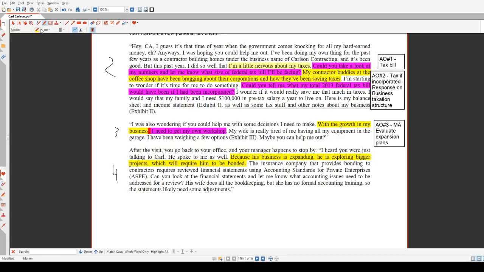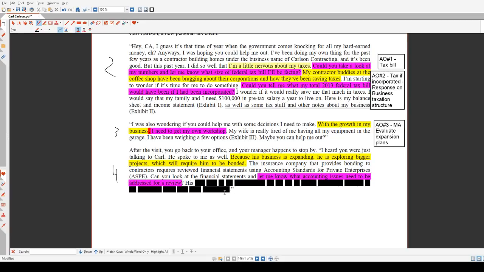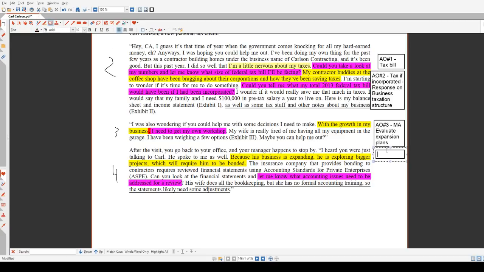So here's our other assessment opportunity. This is what we're going to work on today. It requires reviewed financial statements for ASPE. Let me know what accounting. His wife does all the bookkeeping, has no formal training. Big picture story of expansion and growth.